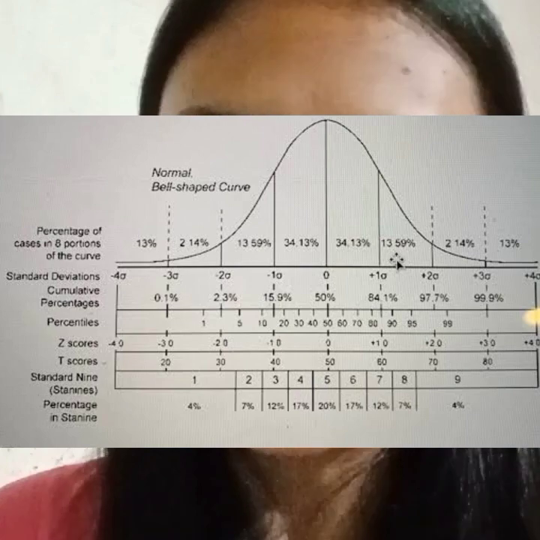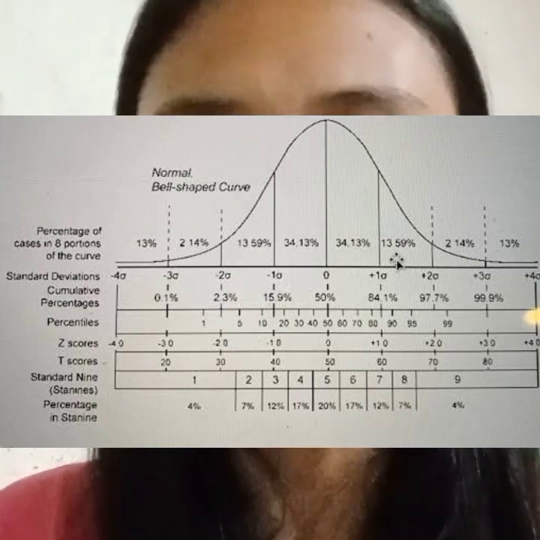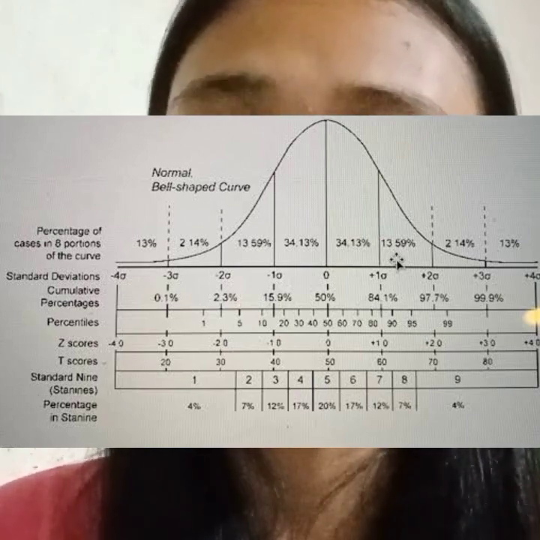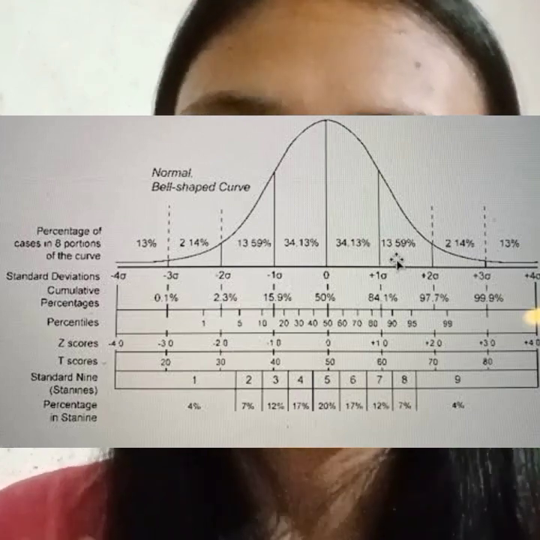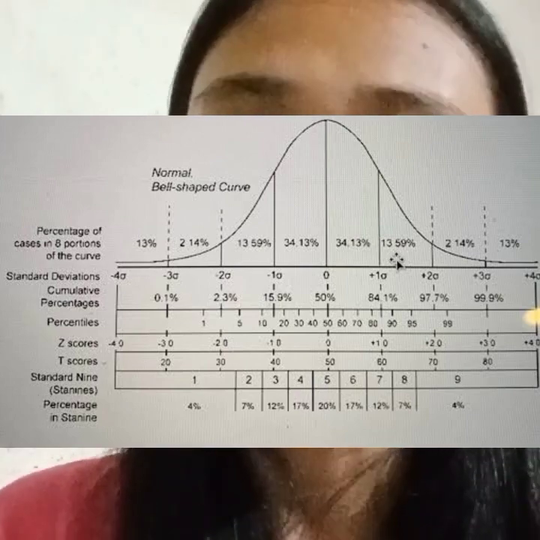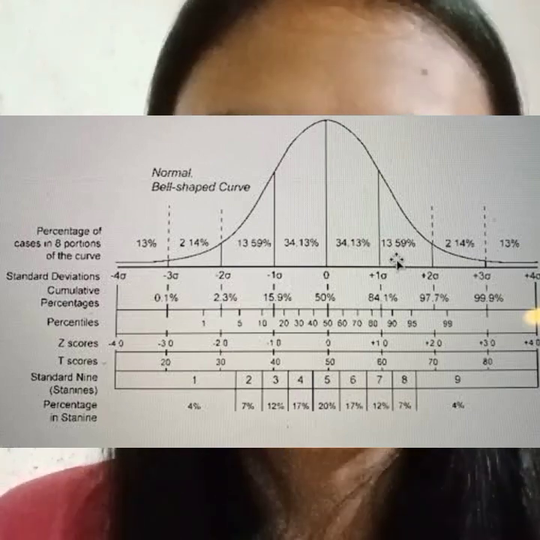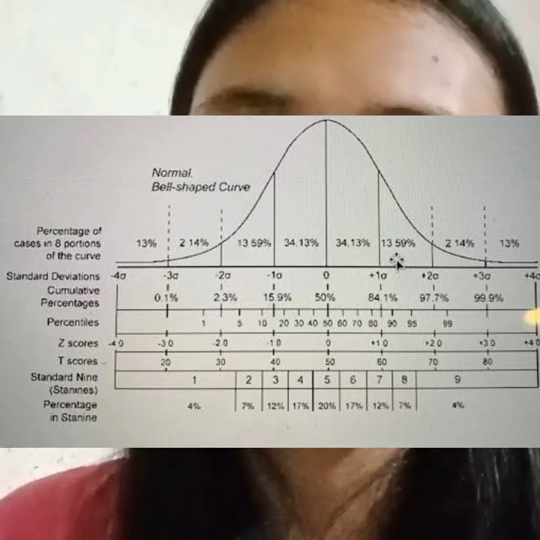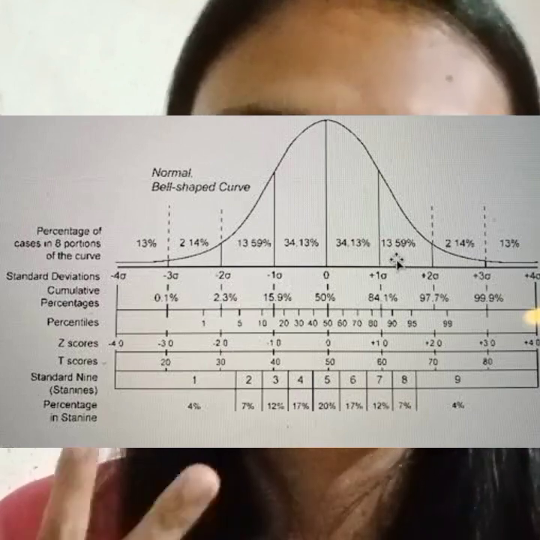Below is the percentile rank, followed by the z-score. We have negative 4, negative 3, negative 2, negative 1, and the z-score of 0. On the right side, we have the positive numbers: positive 1, positive 2, positive 3, and positive 4.